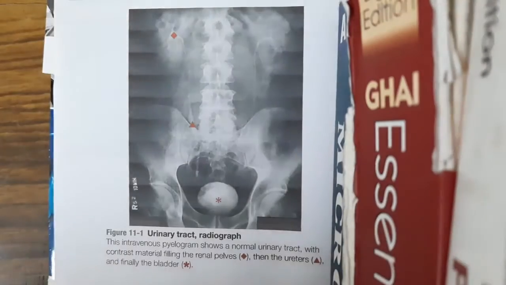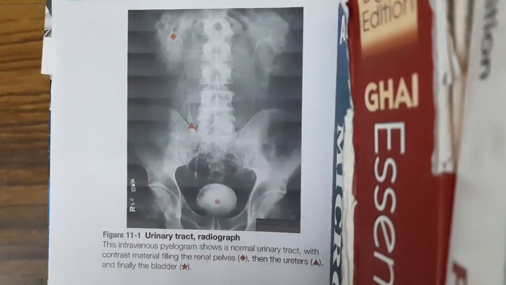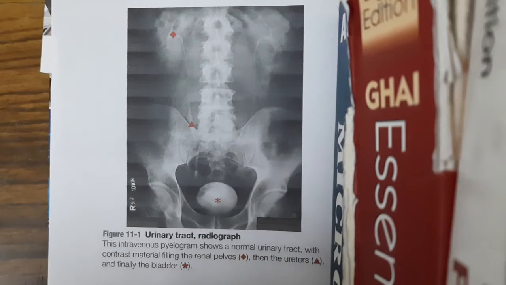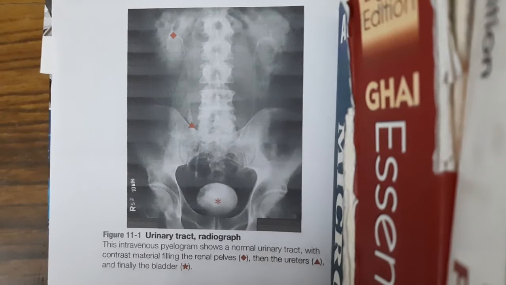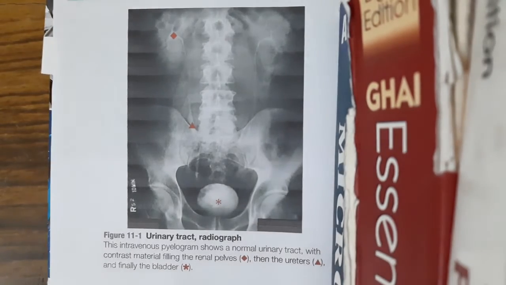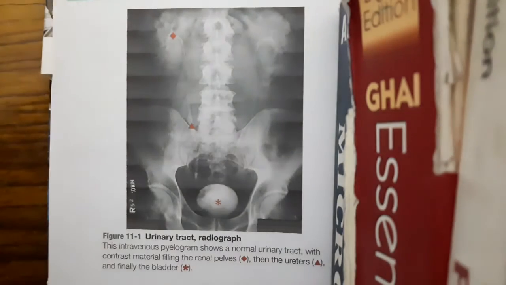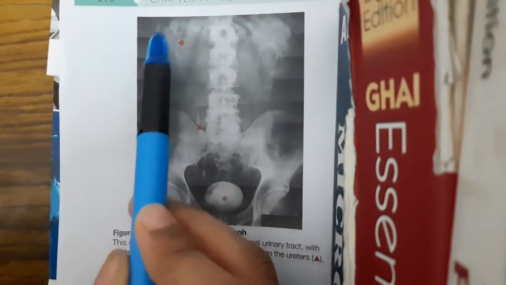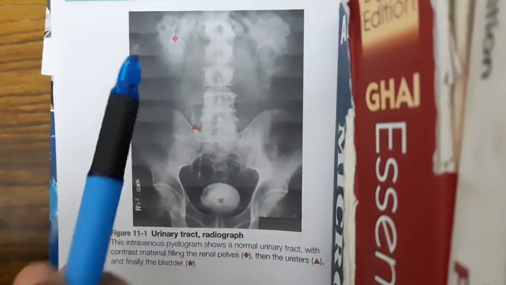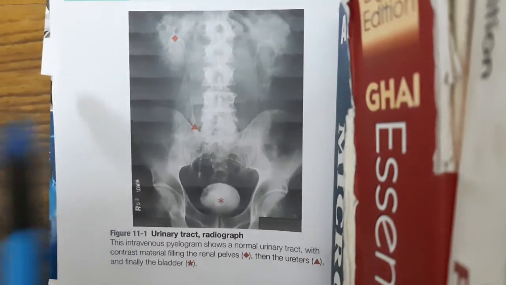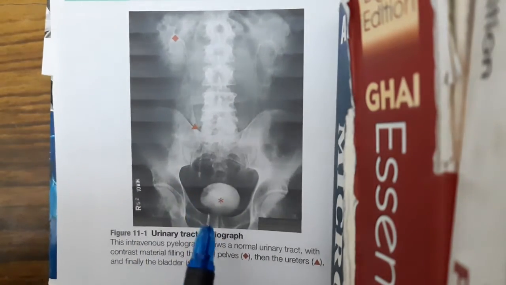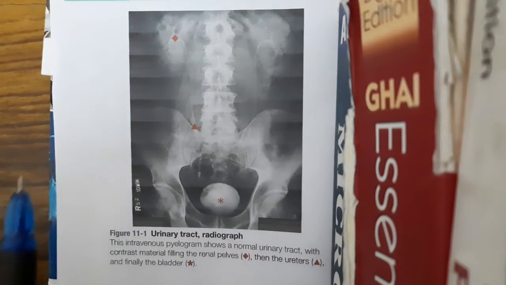Hello friends, let us now learn one of the figures in Robbins pathology. Here you can see this is a radiograph showing the urinary tract. Here we can see that this is the kidney, and this is the renal pelvis. And these are the ureters which you can see clearly. Here you can see the ureters. This is the urinary bladder.